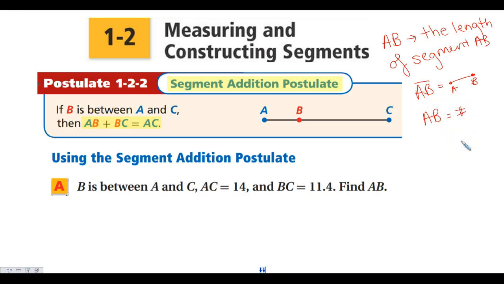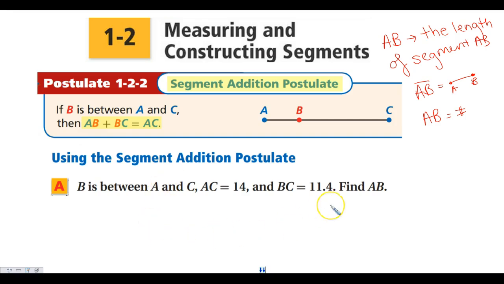All right, so it is really important right now that you are understanding the difference between how you write segment AB and how you write the length of segment AB. So again, no bar on top means that we are talking about a number, which means that we can actually set up an equation like we have here, because we do not set up an equation with segments. We set up an equation with numbers.